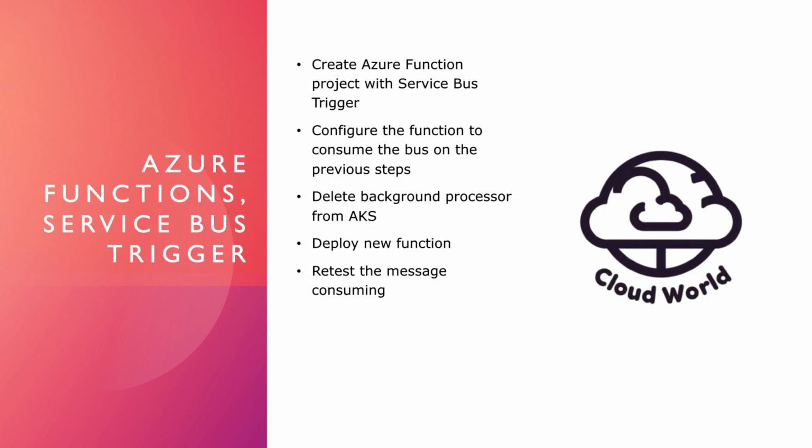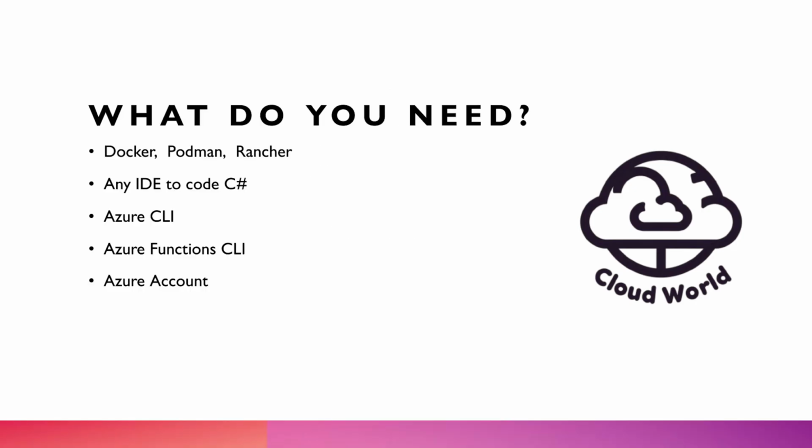So we will be deleting the old processor from the AKS cluster just to keep functionality updated, and we are going to be making the required modifications to the Azure function. We are going to be deploying this one, and we are going to do a retest of the consuming of messages between the deployment in AKS, the service bus, and the consuming of messages using this Azure function.